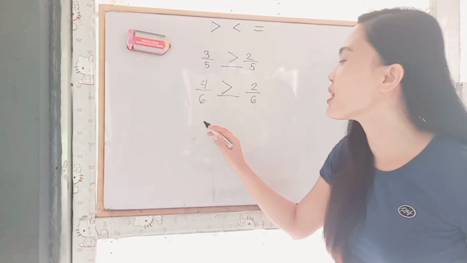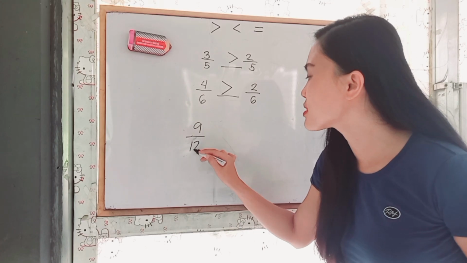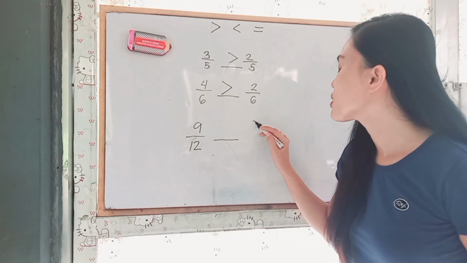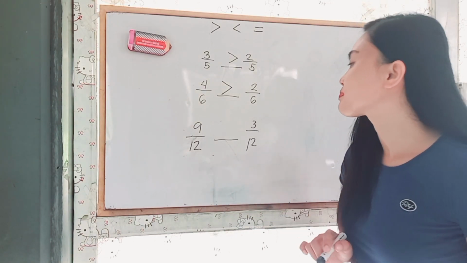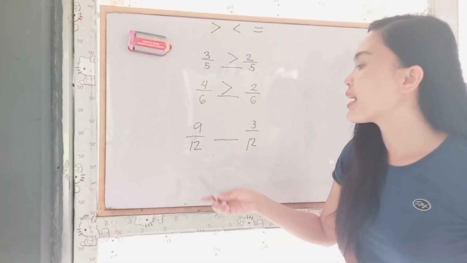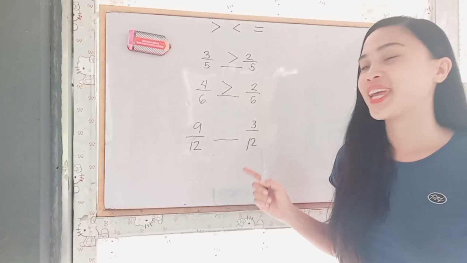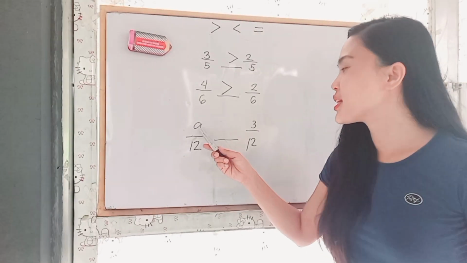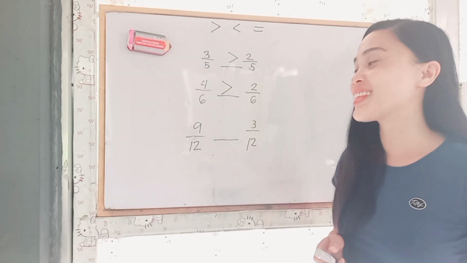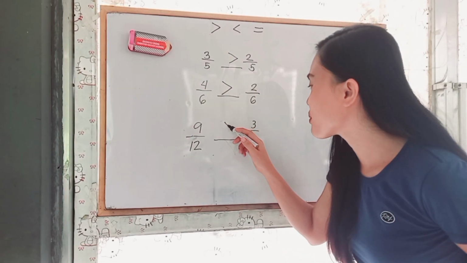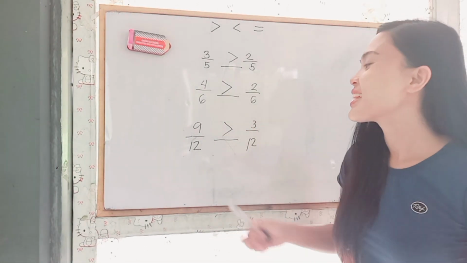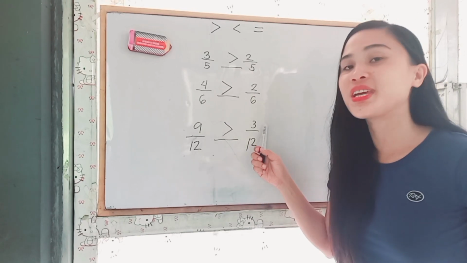Okay, another example. We have here 9/12 compared to 3/12. Again, since they have the same denominator, just compare their numerator. So which is greater, 9 or 3? Yes, it's 9. Therefore, this is our greater fraction. 9/12 is greater than 3/12.